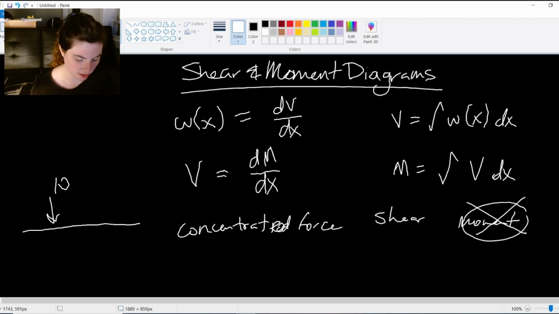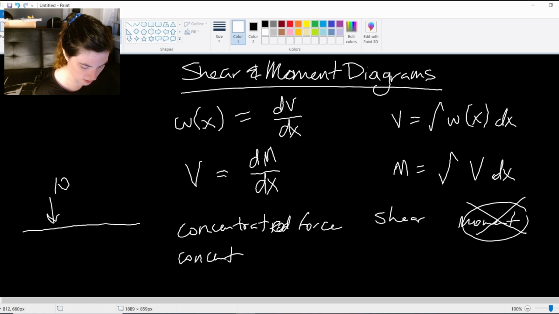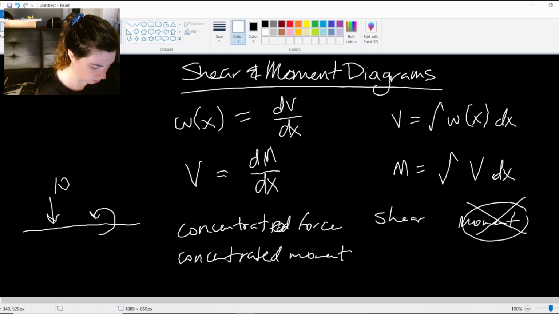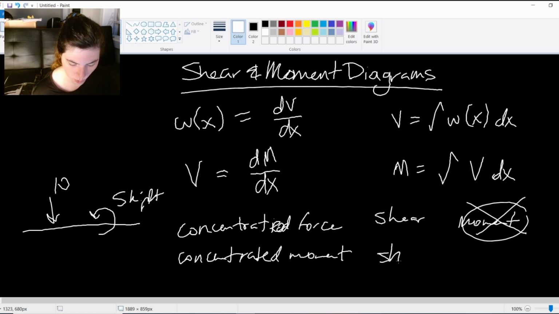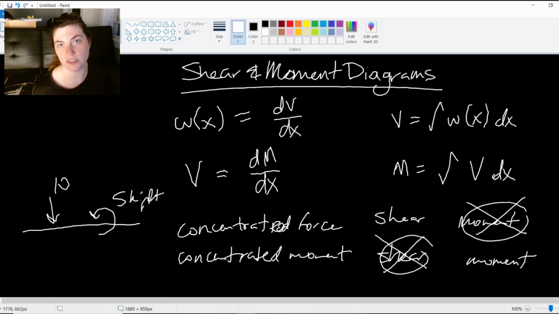It's not going to have any effect on the moment diagram, whereas a concentrated moment, which would be just an applied moment somewhere on this beam, maybe 5 kip-feet, something like that, will not affect the shear diagram and will only affect your moment diagram.